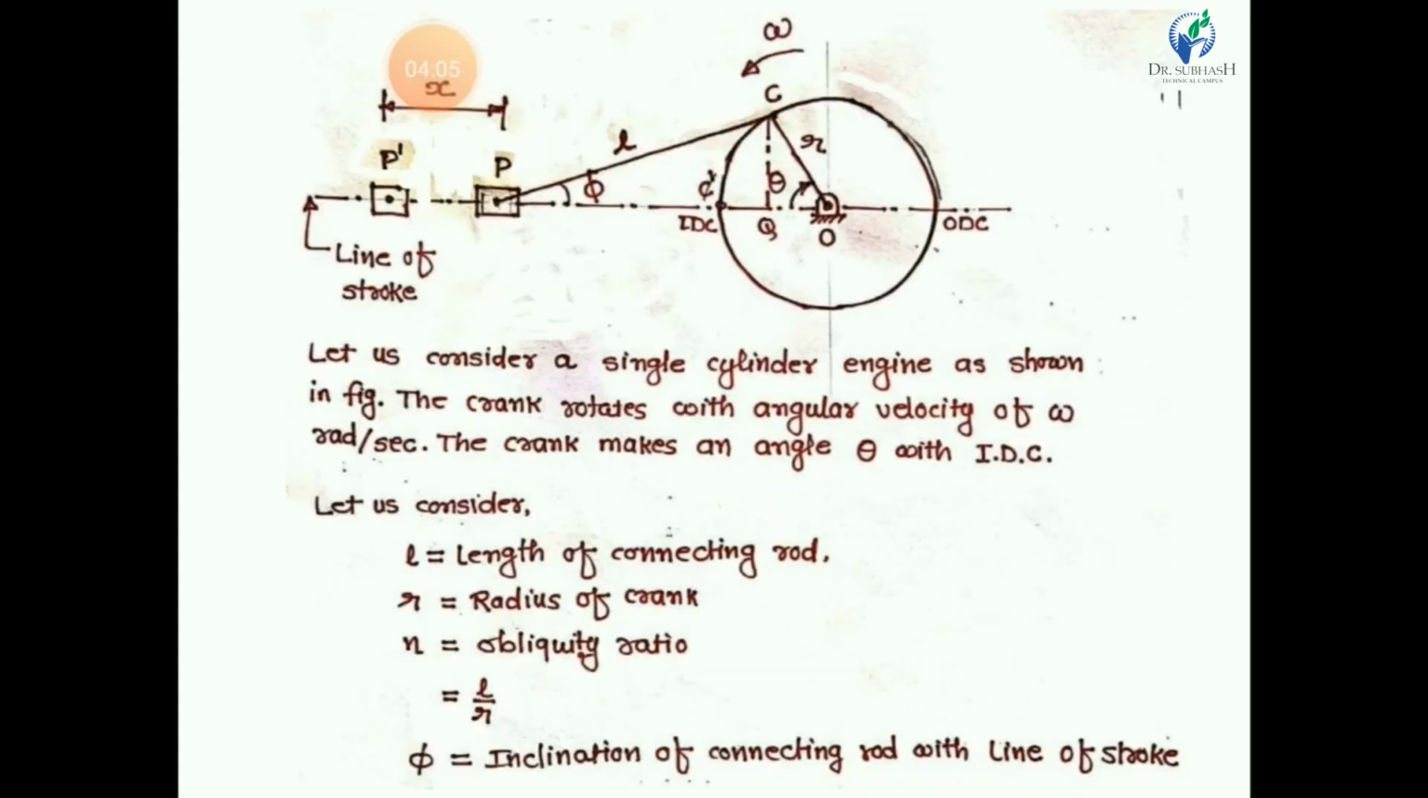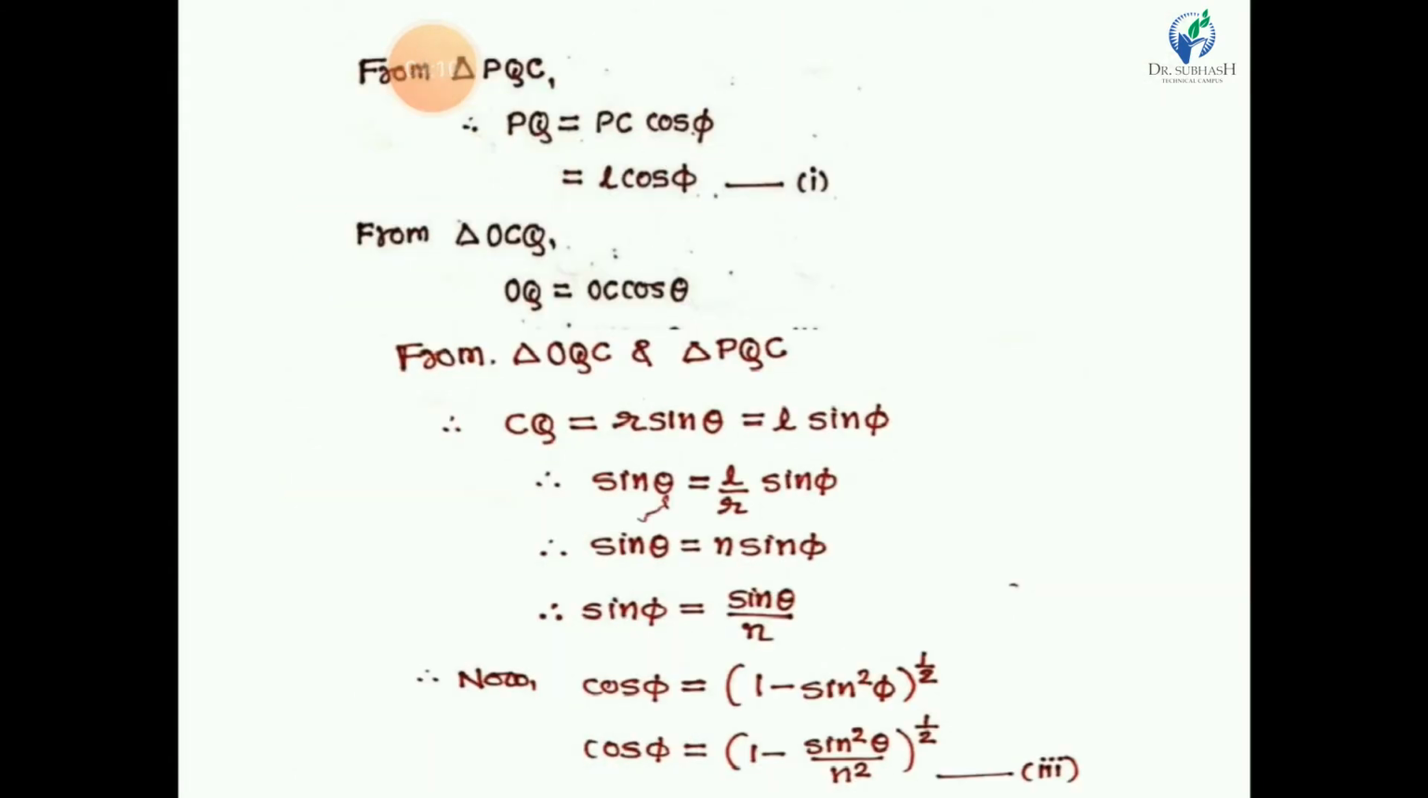Now if we consider triangle OQC, OQ is nothing but OC cos theta. OC is the radius of the crank, so we write R cos theta. So we get another equation, OQ is equal to R cos theta. This is equation number 2.